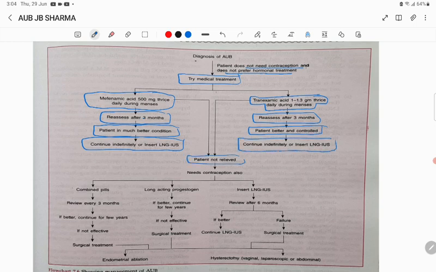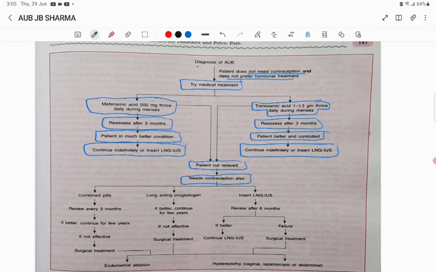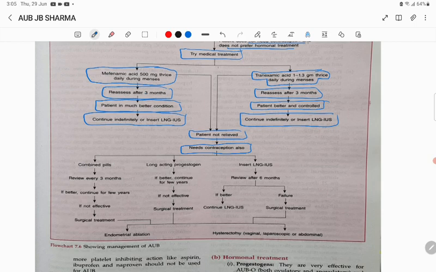Patient not relieved. Need contraception also. If they initially ask for hormonal treatment, the normal contraception, combined oral contraceptive pill, review after 3 months, review every 3 months. If it is better, continue for a few years. If not effective, surgical treatment.